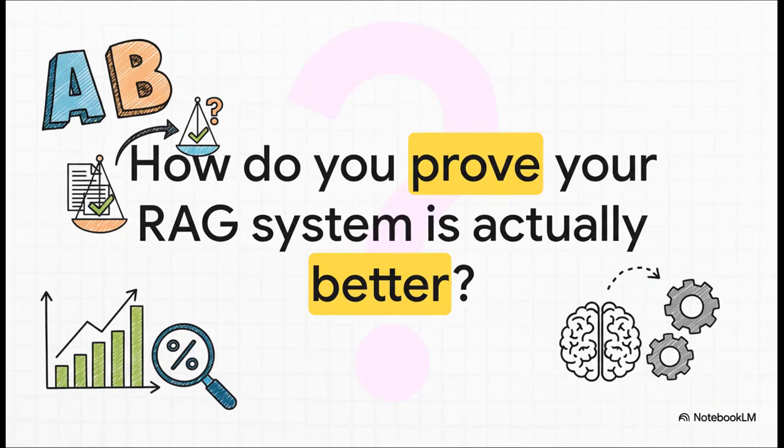You know the feeling, right? You've just spent a ton of time improving your RAG system. Maybe you swapped out the embedding model or tweaked your chunking, and it just feels better. The answers seem sharper. But how do you actually prove it's better? How do you put a number on it?